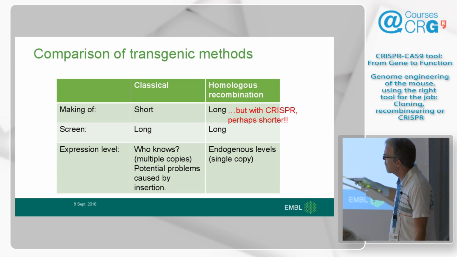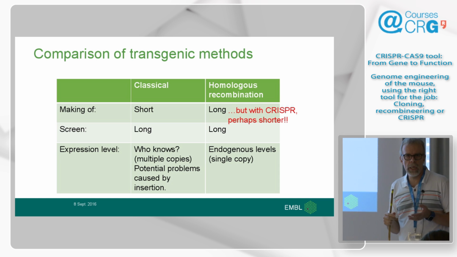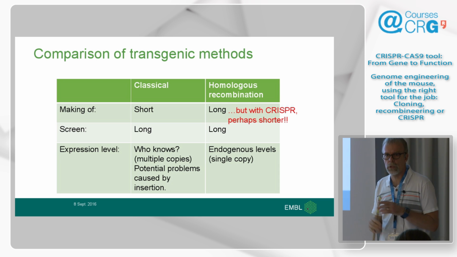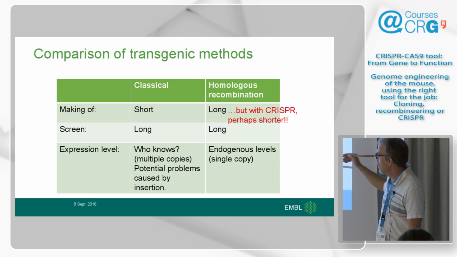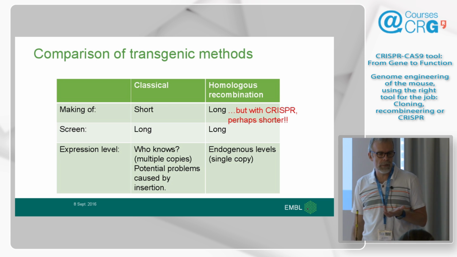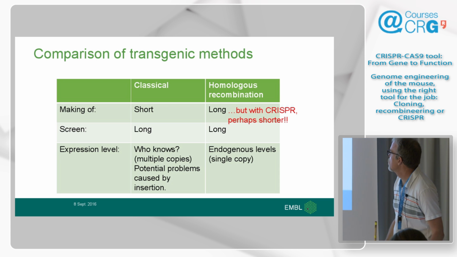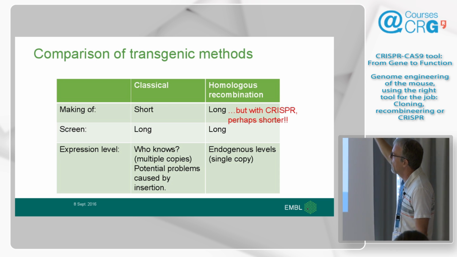The big difference is with this classical method, you have multiple copies. You don't know where it's going. It could cause a phenotype just by where it went, that has nothing to do with what you put in there. Expression levels can cause problems. So this, although it's longer and harder, you're more likely to have the regular levels that you're hoping to be studying and have them relevant. So just to point out, what CRISPR has done is potentially made this much shorter, this step here. And so it's made this better.